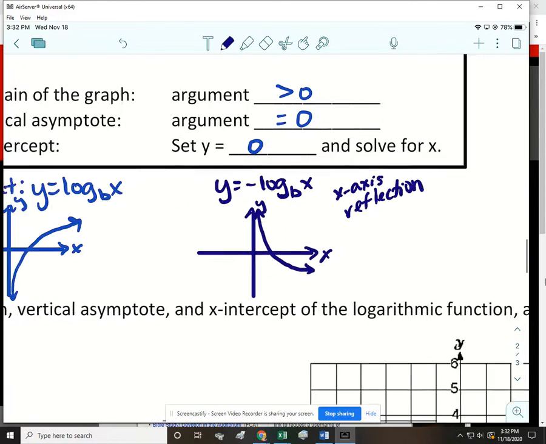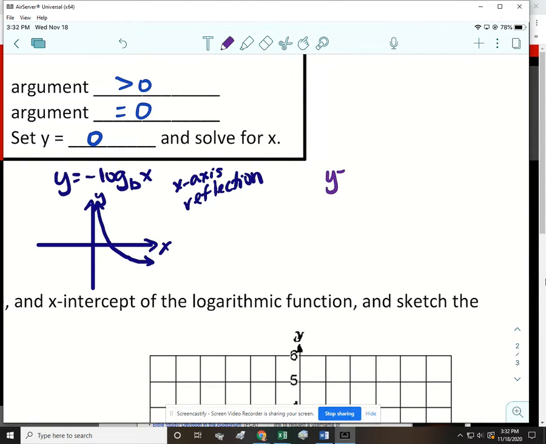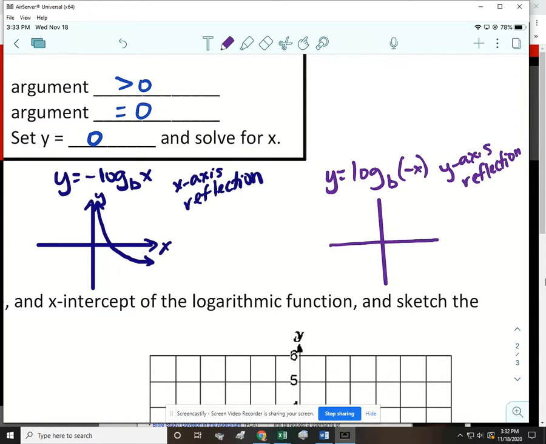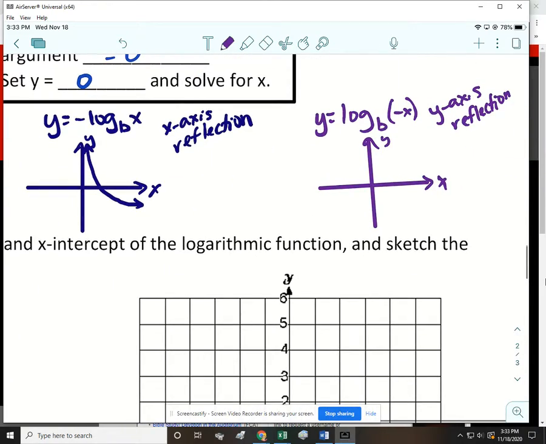All right, and then whenever there's a negative on the inside, so we have y equals log base b of negative x, that's going to be a y-axis reflection. We used to call that the yin side because it's the y. It takes that blue one and reflects it over the y-axis, so it's just going to be pointing in the other direction. All right, so that's just something to keep in mind as we're doing these graphs.